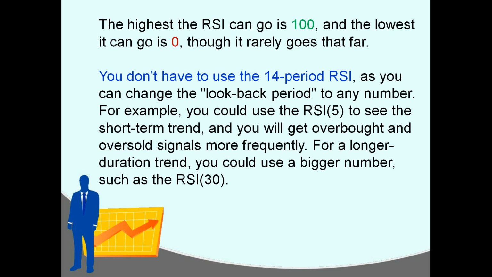You don't have to use the 14-period RSI, as you can change the look-back period to any number. For example, you could use the RSI 5-period to see the short-term trend, and you will get overbought and oversold signals more frequently. For a longer duration trend, you could use a bigger number, such as the RSI 30. And so you can adjust the period there, all right?